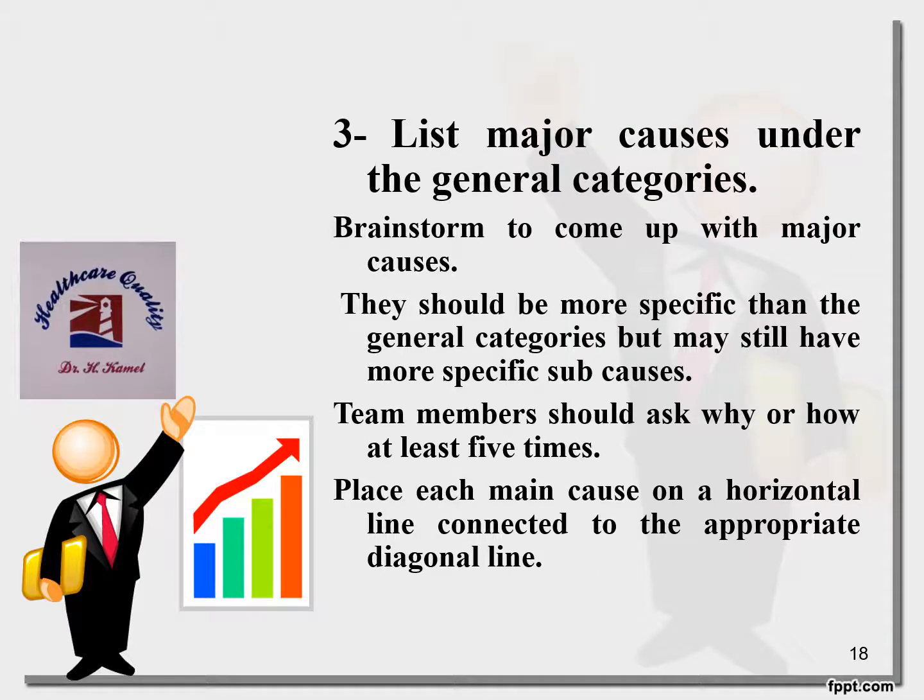Step 3. List major causes under the general categories. Brainstorm to come up with major causes. They should be more specific than the general categories, but may still have more specific subcauses. Team members should ask why or how at least 5 times. Place each main cause on a horizontal line connected to the appropriate diagonal line.